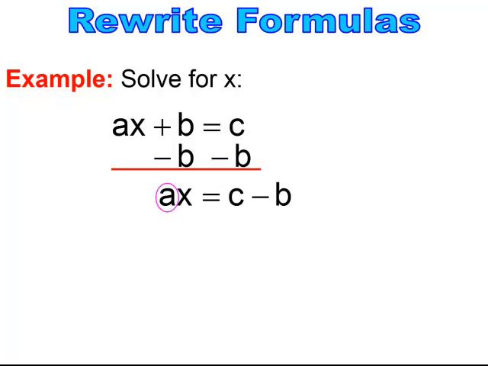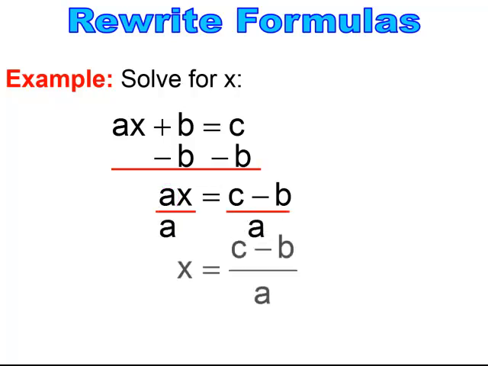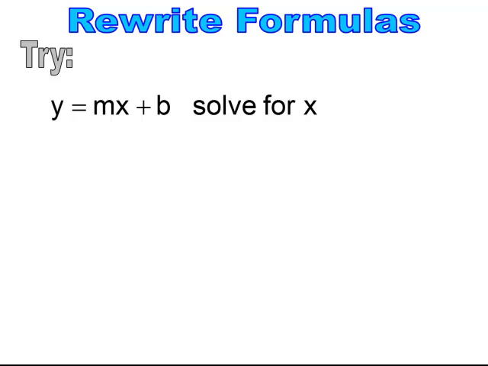And when you divide, be very careful. You need to make sure that that division line goes all the way across the c minus b, because the c minus b is being divided by the a. So everything needs to be over the a. So your new formula would look like this. X equals c minus b all over a. So that division symbol needs to go all the way across. Pause and try.